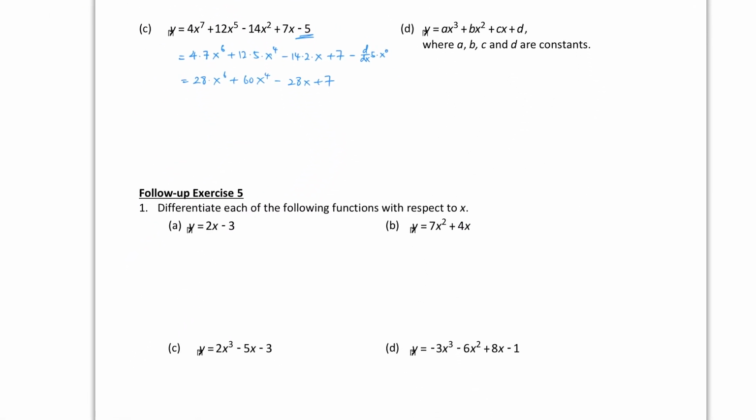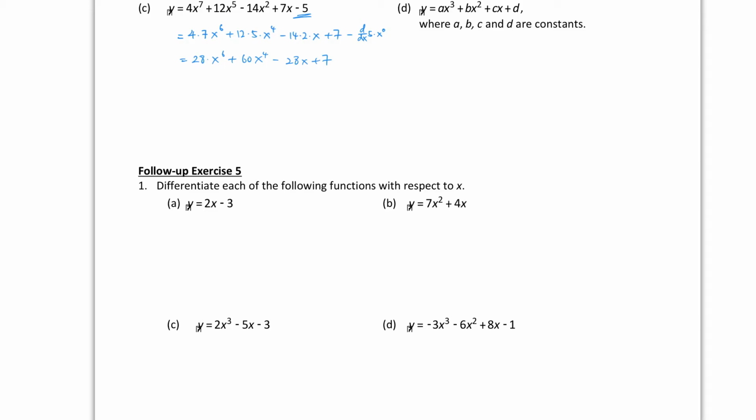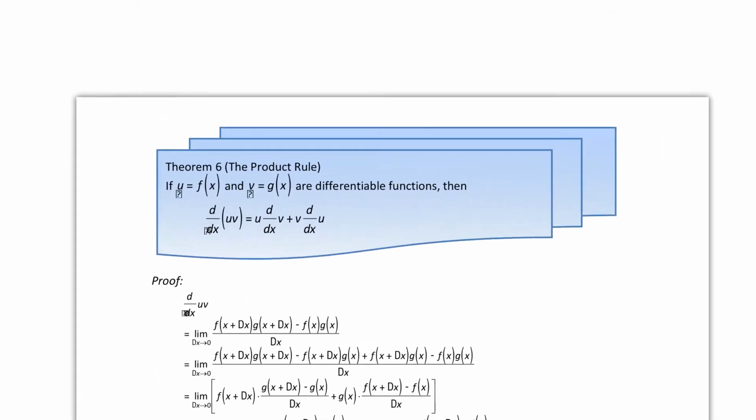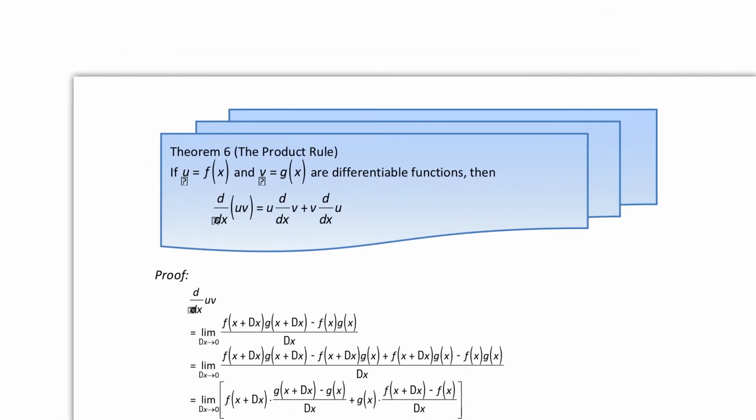And for exercise 5, the last theorem I want to discuss is called the product rule. We have already discussed how to handle two functions. If they are added together or subtracted, we can find the derivatives separately. How about if they are multiplied together? What can we do? If you want to know why d over dx of u times v is equal to u dv over dx plus v du over dx, you can refer to the following proof.